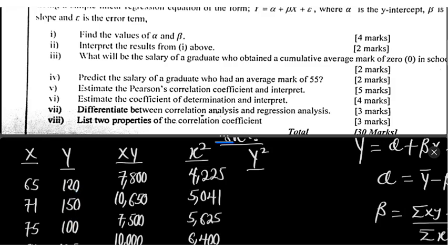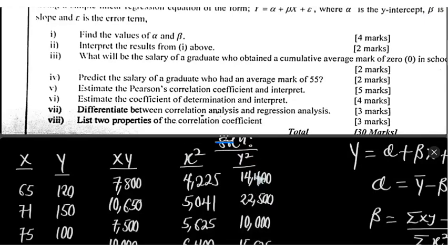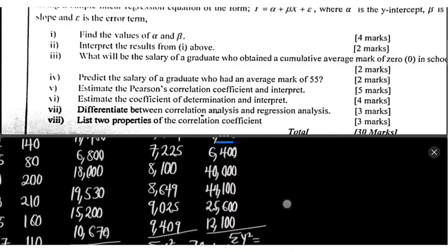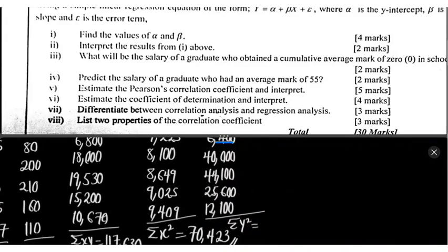So let's fill that. These are the values for y squared in that order that have been filled here. Alright. And here too, you also need to find the summation of y squared. With that, it should arrive at 210,325 as your total summation of y squared.